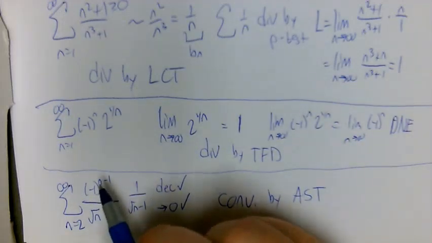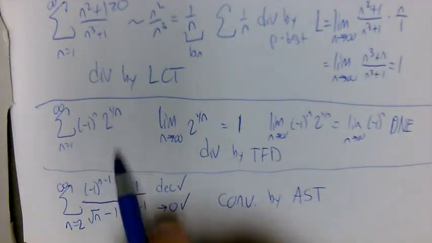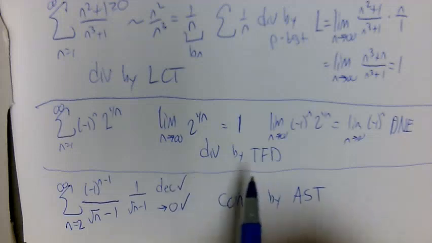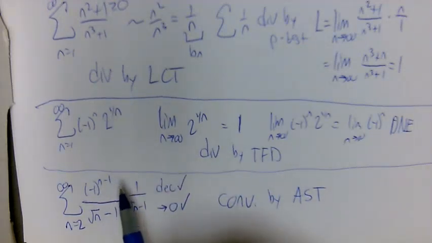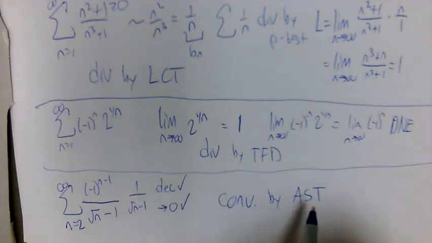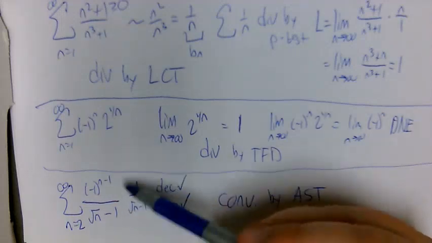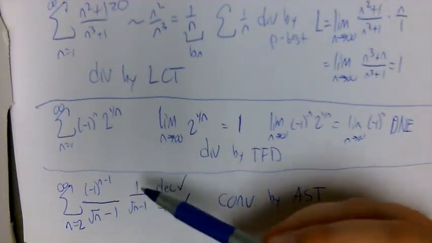So once you see that a series is alternating, you pretty much have one of these two scenarios here. It's usually either going to diverge by the test for divergence if this doesn't go to 0, but if this does go to 0 and it's decreasing, then we could say it converges by the AST. So usually alternating series fall into one of these two categories right here.